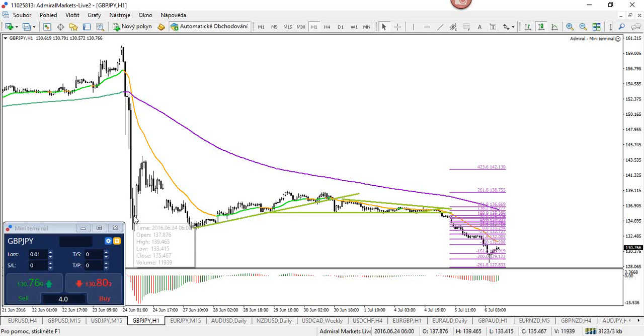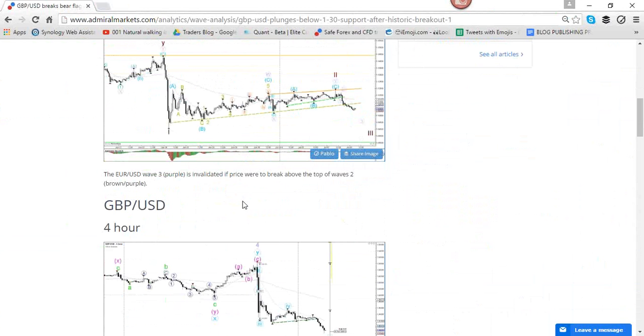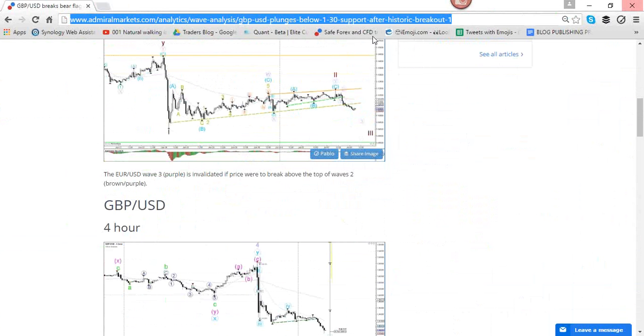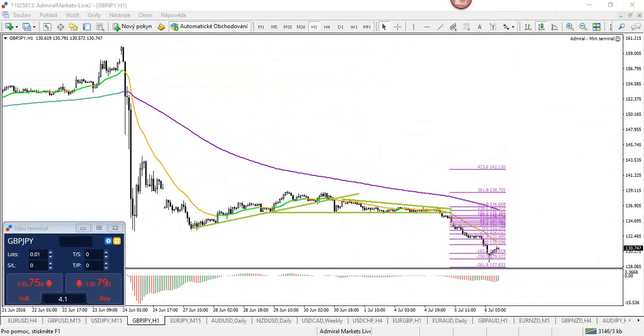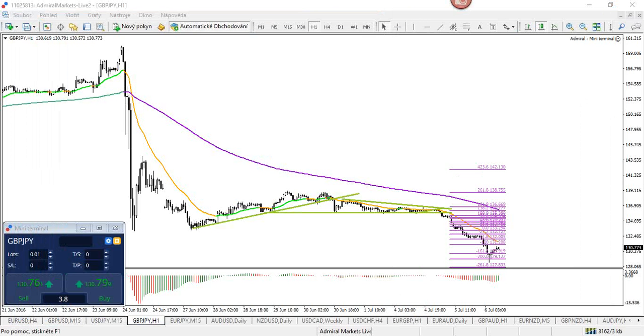So that said, let me see if my wave analysis is working and I can access that. Great. No, it seems to, I don't know what's wrong. It seems to be not working somehow. So I'll try to solve that in the background. In any case, let me move that here.